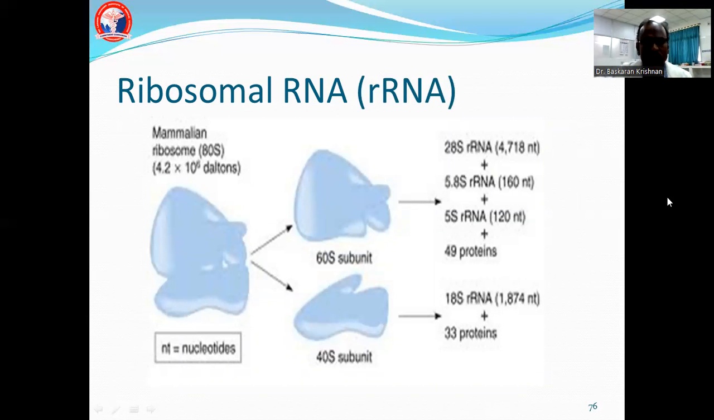This shows the ribosomal RNA. This is the larger unit, which is formed from smaller units, 60S and 40S. During translation, they form the larger unit. The 60S has 28S RNA, 5.8S, 5S RNAs with around 50 proteins, polypeptide chains, while the 40S has 18S RNA with around 30 to 40 proteins.